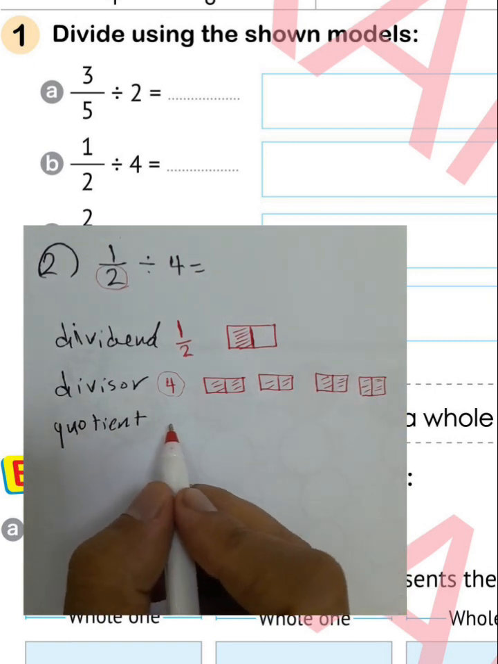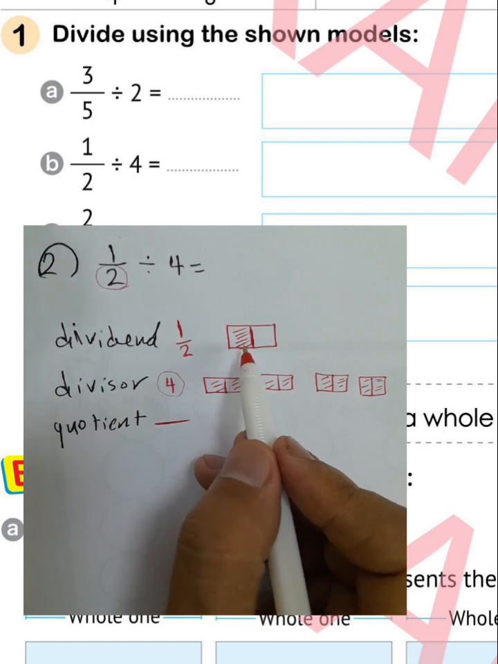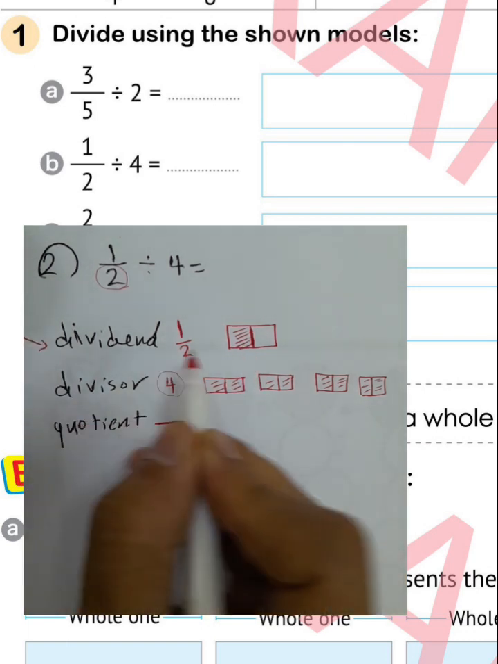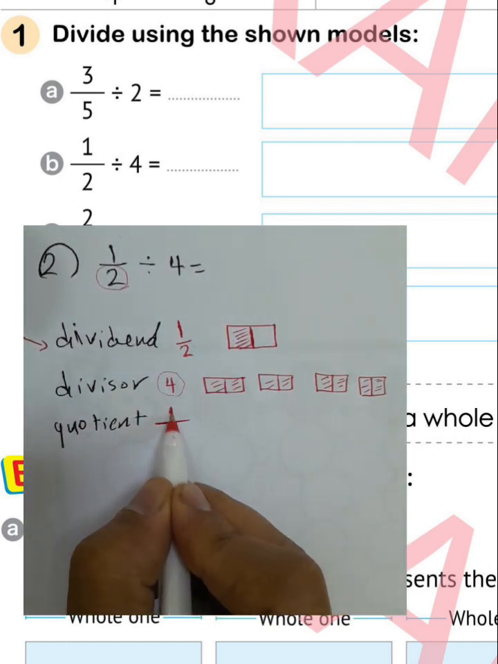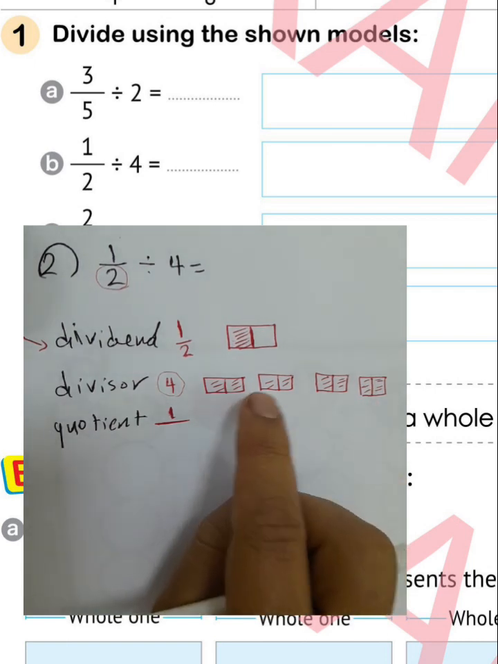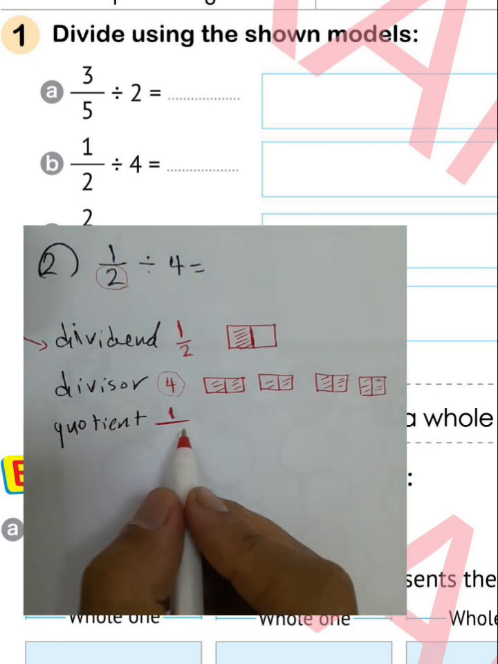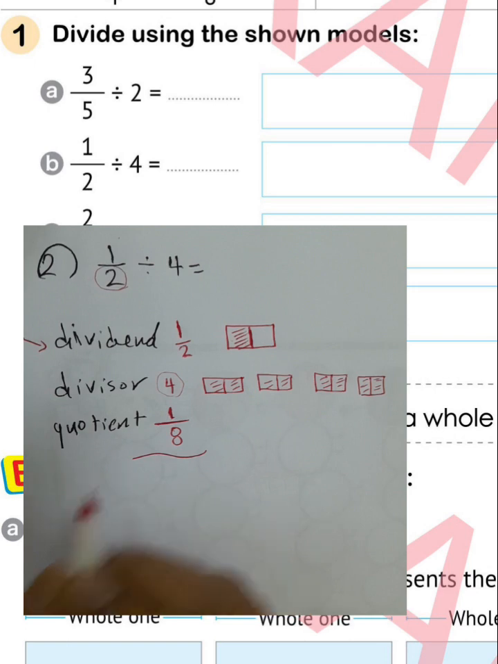And then I will color all parts in all models. In the quotient, we can write the number of parts colored in the dividend. How many parts colored here? 1. How many parts colored here? 2, 4, 6, 8. Then the result will be 1 over 8.